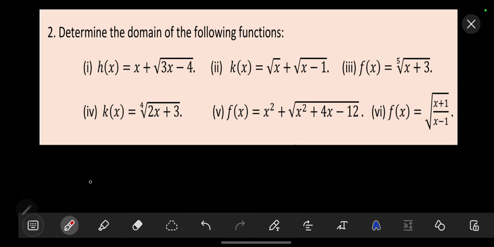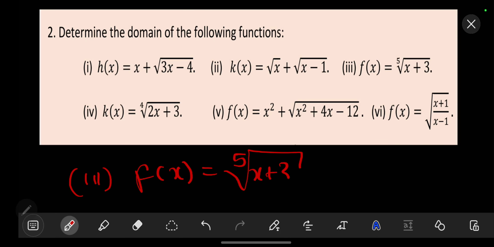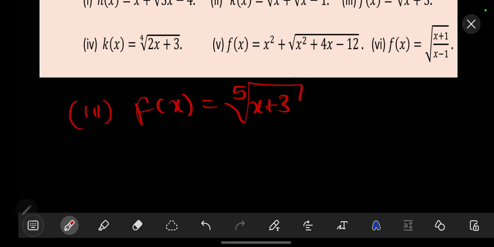Now for our third one, we have f of x equal to the fifth root of x plus 3. To answer this, let me first look at something simple. As long as you have an odd root, it could be the cube root. Let's say you have the cube root of -8.